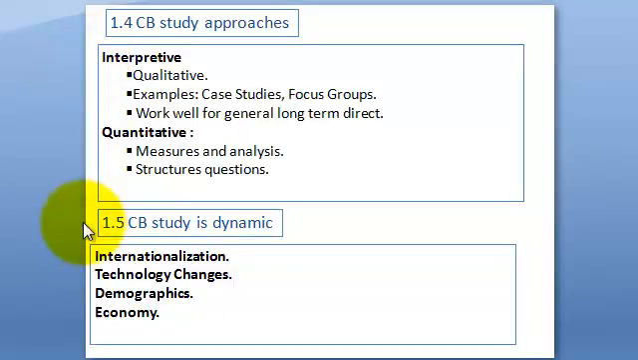Consumer behavior is dynamic. I think we get this in every course. The world's becoming more globalized. Only 5% of the world's population lives in the U.S., as you probably know. Most of the growth in the next 10 years is going to come from underdeveloped countries, et cetera, et cetera. Lots of technology changes. You see that all over the place.